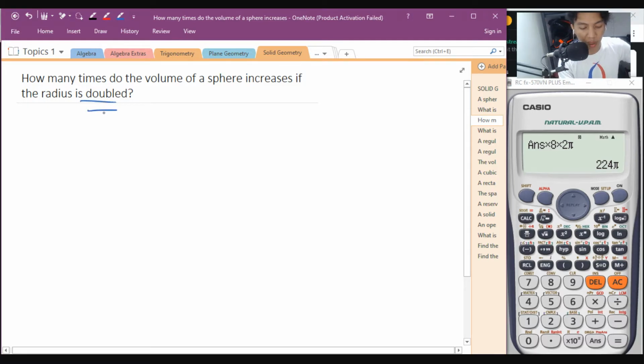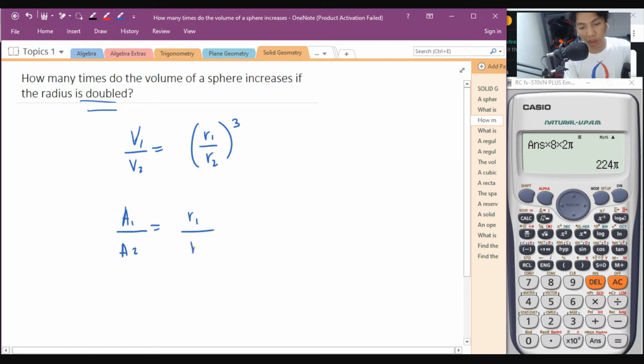Diba pag similar yan, similar figures, ganito lang yan. Yung volume niya over volume 2 ng similar figures will be equal to R1 over R2. Multiply mo ng 3 kasi volume is thrice. How about the area, surface area? Area 1, area 2. Equal mo lang to ng R1 over R2. Square mo lang yung value. Okay? For all similar figures. Now, let us see. Yung volume daw ng sphere increases if the radius is doubled. Pakita natin.